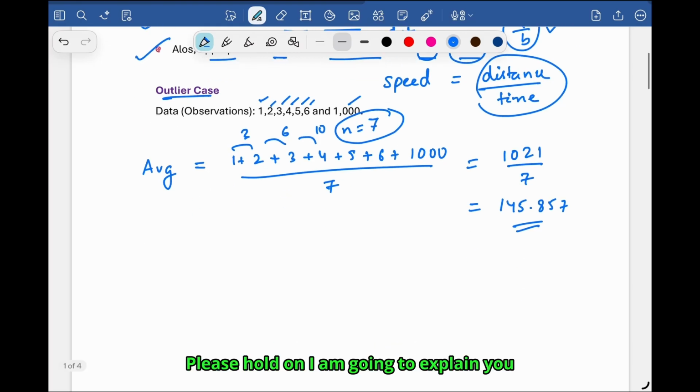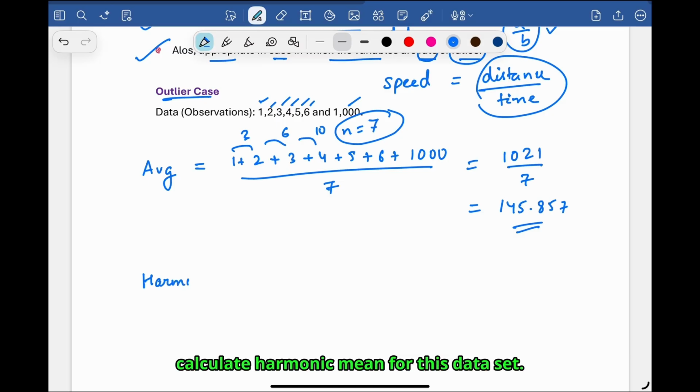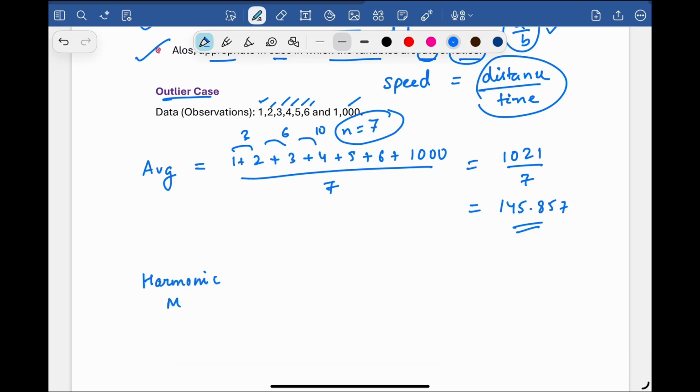Please hold on. I'm going to explain how this is useful in the case of an outlier. Just watch and you'll come to know soon. What about harmonic mean? Let's calculate the harmonic mean for this data set.